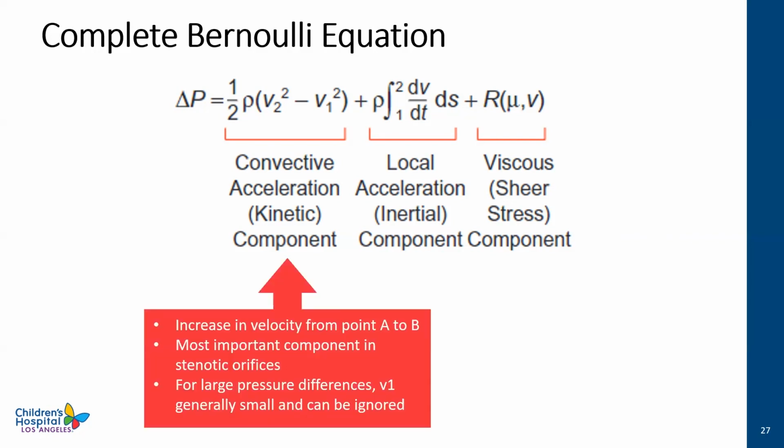And so the kinetic one is what we are all most familiar with. This is measuring the increase in velocity from point A to point B. And this is what's going to be most important when you're looking at stenotic orifices. If you have a really large pressure difference, then V1 is generally small and can be ignored, and that simplifies your equation even more to what we're used to.